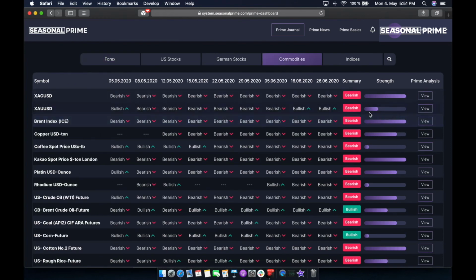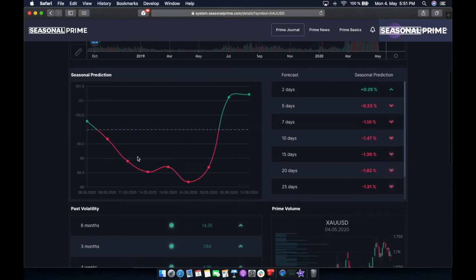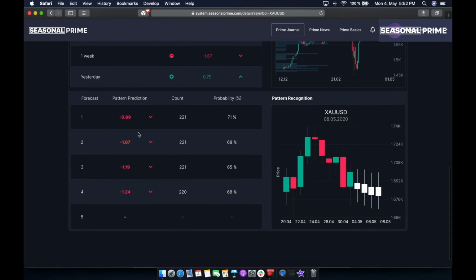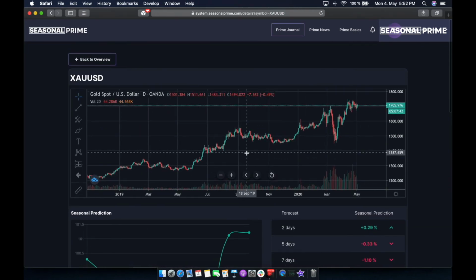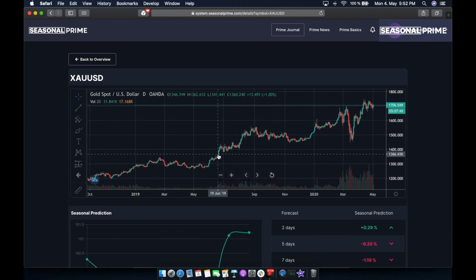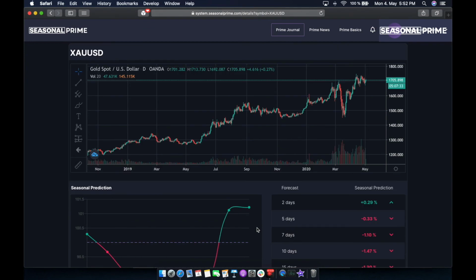For gold, for example, I think the software is analyzing about 150,000 different data files just for the seasonal prediction. And if you take a look at the pattern prediction, I think it's about 200,000 data files. You can also see, and this is very interesting, gold has a huge history of data, much more than all these currency pairs. Of course, the more data you have, the better your decisions will be.